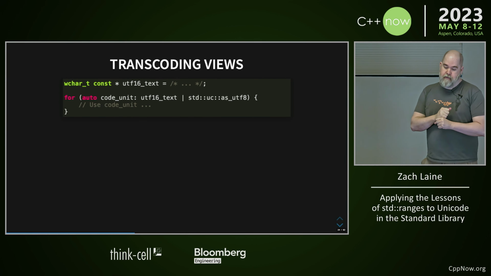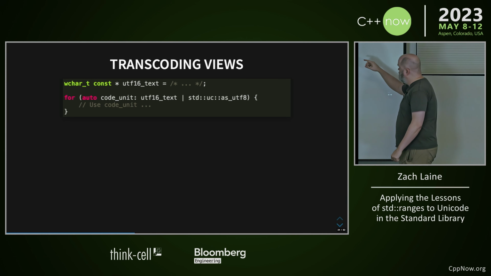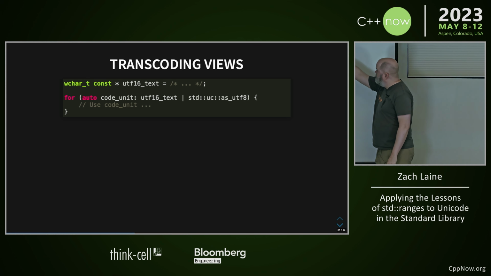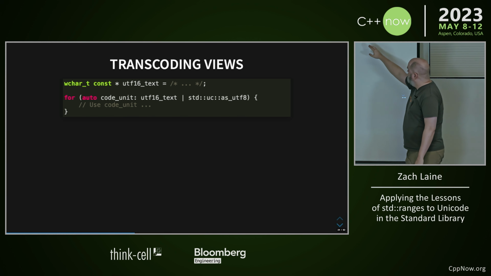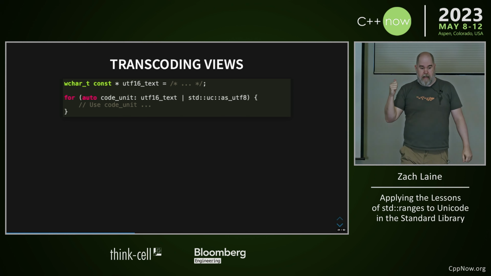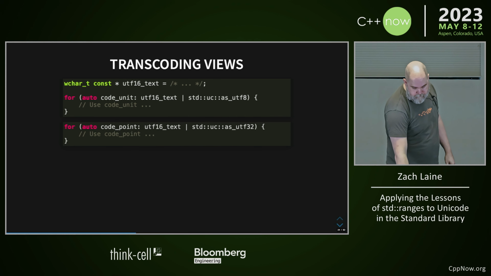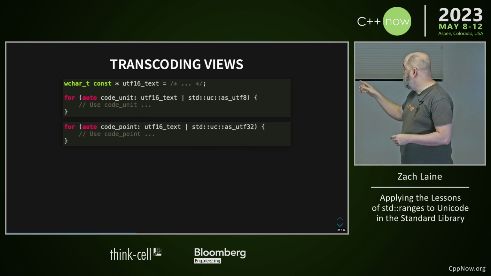So a transcoding view. We've seen something like this before. We saw the as UTF-16 transcoding view, but in this case, I've got some wchar_t star, and I want it to be UTF-8, so I just put this adapter on it, and I'm done. Okay, and there I get code units, right? UTF-8 code units. If I were to say as UTF-32, I would get code points.